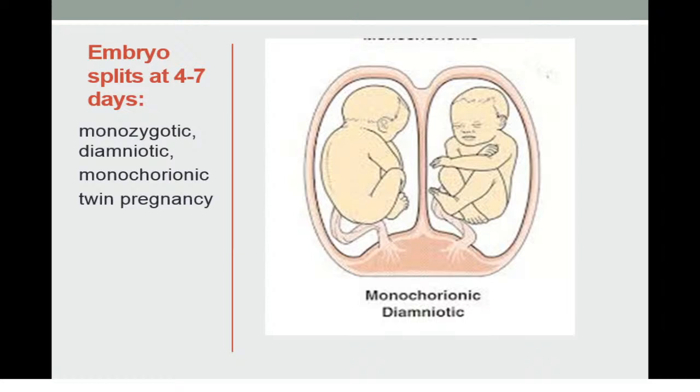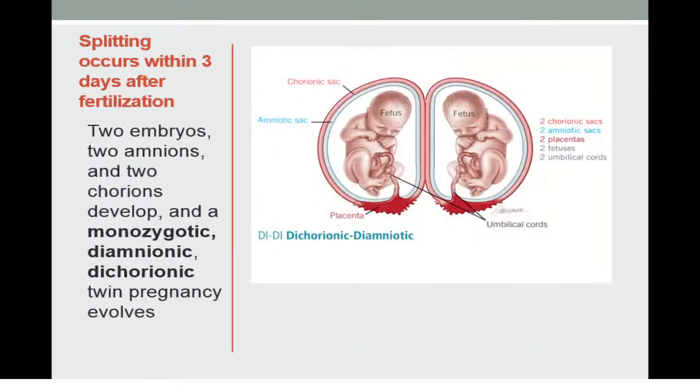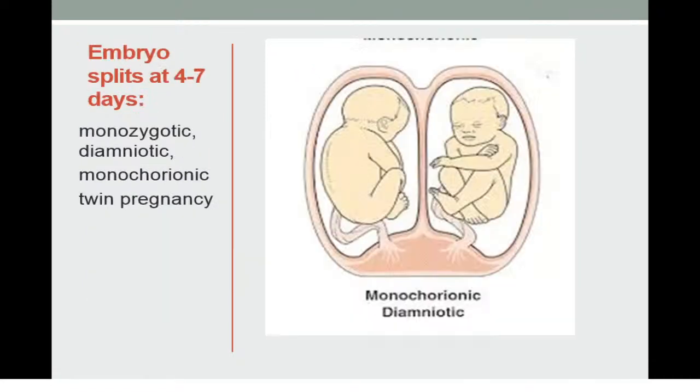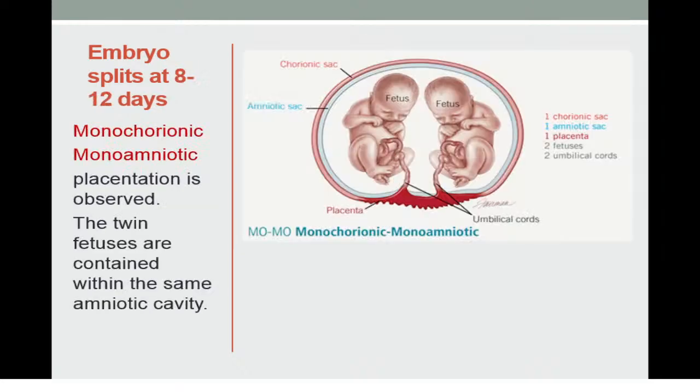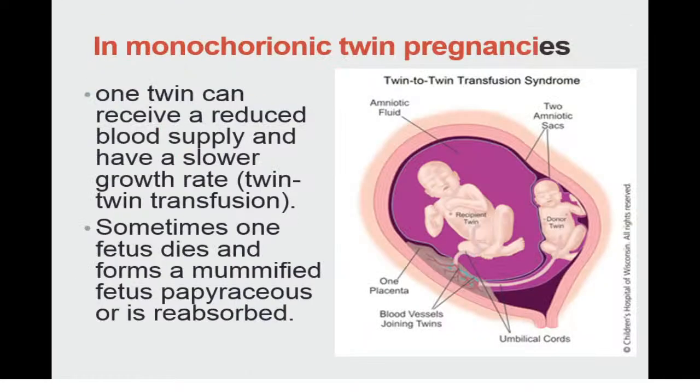Embryo splits in 4 to 7 days: monozygotic, diamniotic, monochorionic twin pregnancy. 1 placenta, but 2 cavities, 2 umbilical cords. Monochorionic, diamniotic. Embryo splits at 8 to 12 days: monochorionic, monoamniotic. The twin fetuses are contained within the same amniotic cavity and have a single placenta common for both, but every fetus has its own umbilical cord. Monochorionic, monoamniotic is the most severe situation for practice.